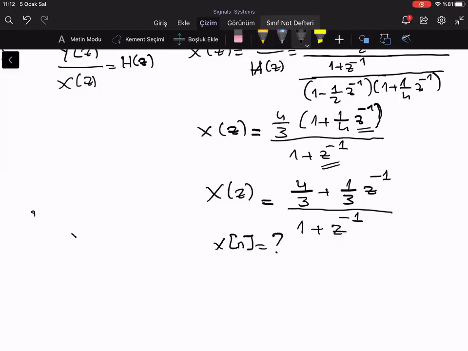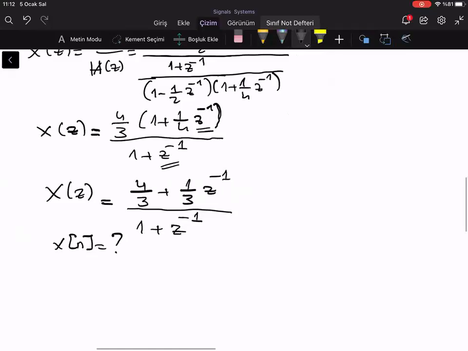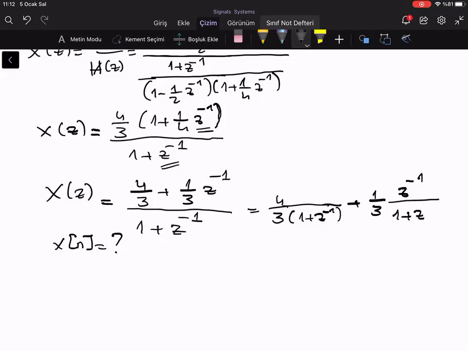Partial fraction. We can separate the equation. How do you do that, Furkan? 4 over 3 over 1 plus z to the power minus 1, plus 1 over 3. Yes, okay, very nice. Then what would you do next? Ahmet Abdurrahim, what would you do next?